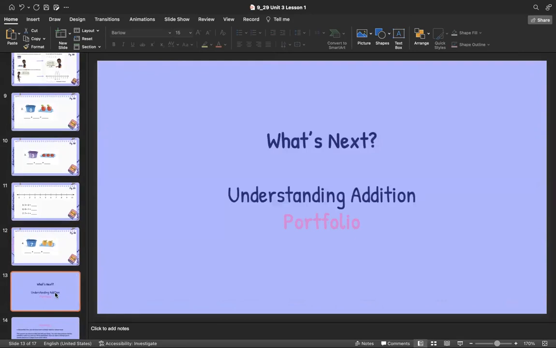And from here, we will be using the Understanding Addition portfolio, which is coming up in the lessons. I will be going more into this specifically, so look for that explanation in its own recording.